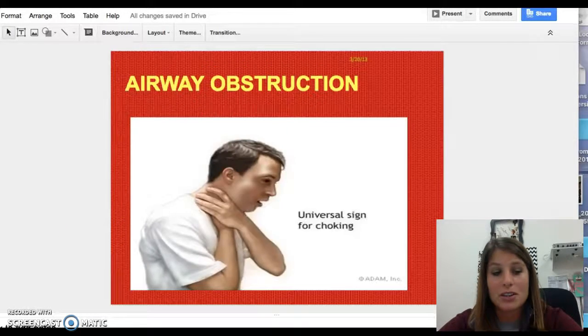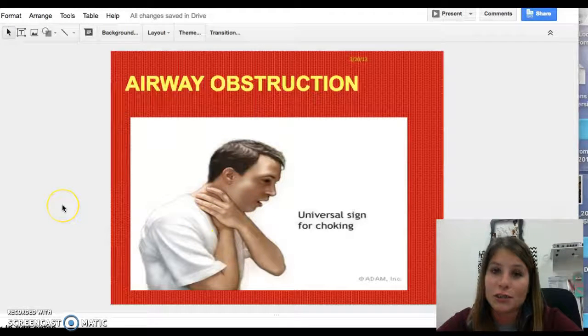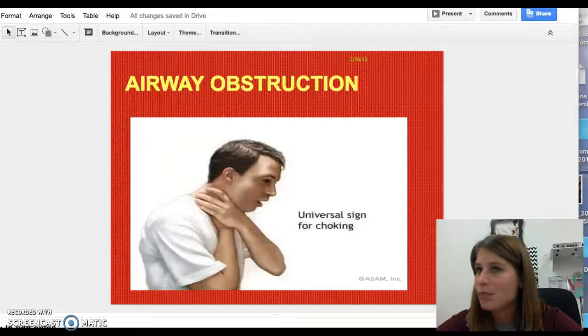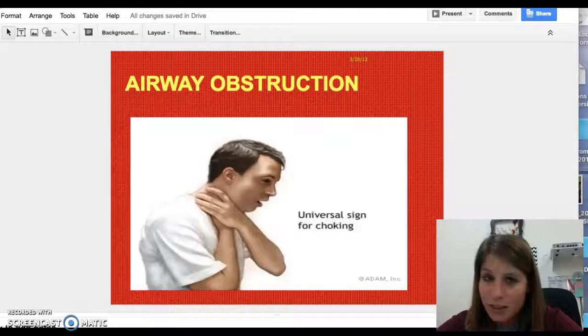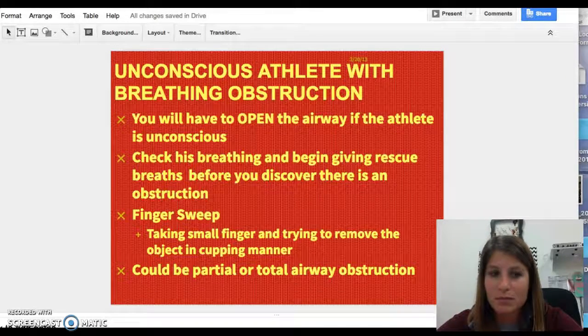Here's a picture of our universal choking sign. That hand on your throat is natural instinct. That's going to be your best case scenario, that you have a conscious choking victim. You want to encourage them to keep coughing and try to dislodge the object themselves.